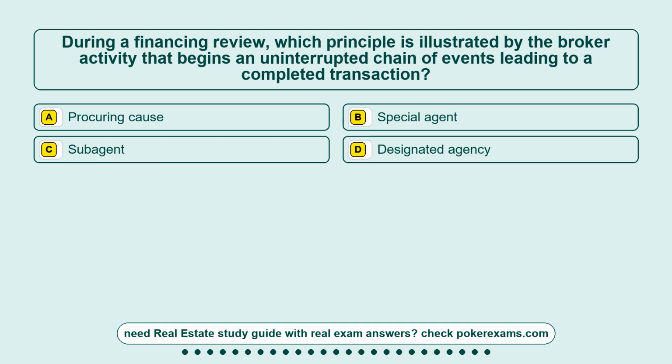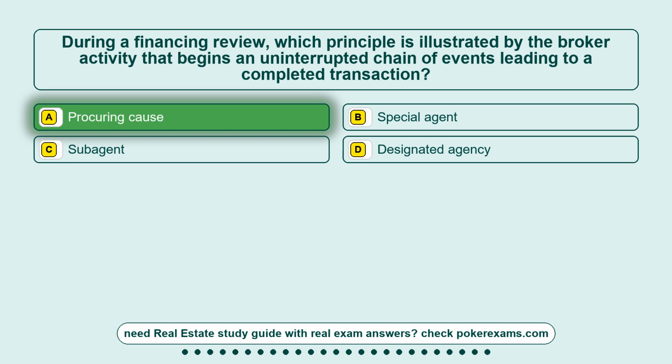Question 21. During a financing review, which principle is illustrated by the broker activity that begins an uninterrupted chain of events leading to a completed transaction? Option A, a procuring cause. Option B, special agent. Option C, subagent. Option D, designated agency. The correct answer is option A, procuring cause.